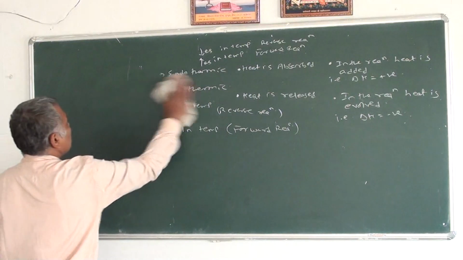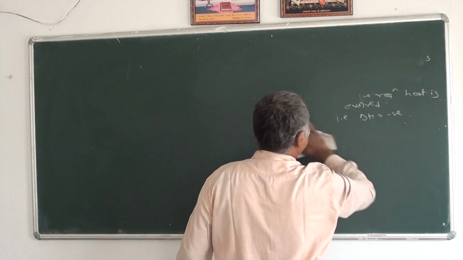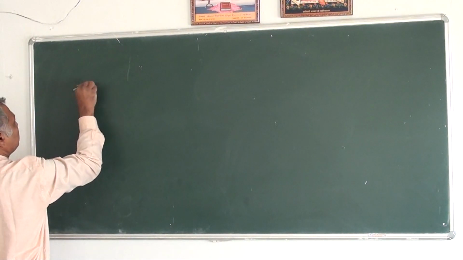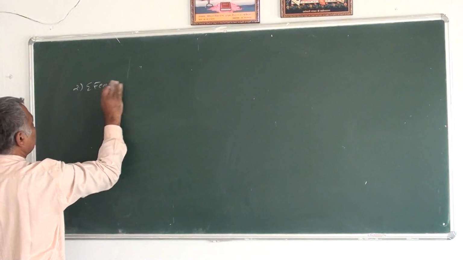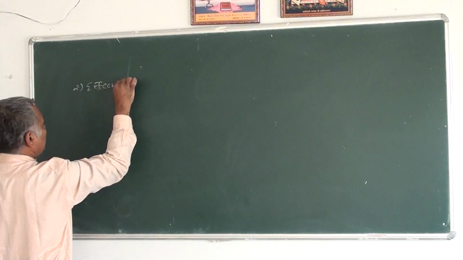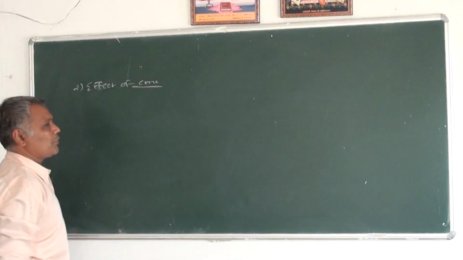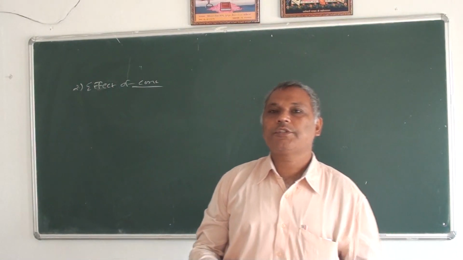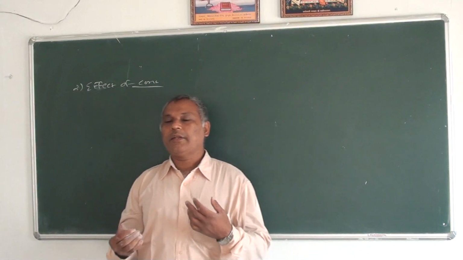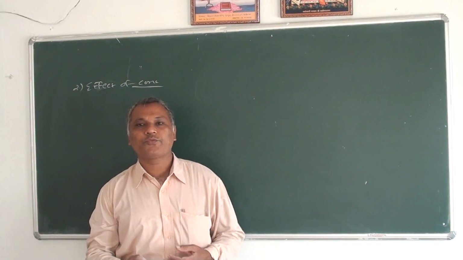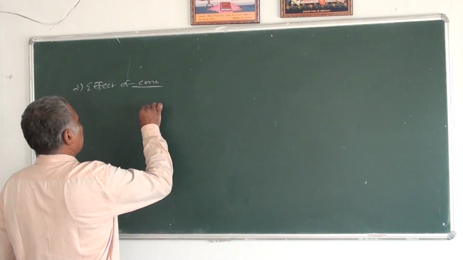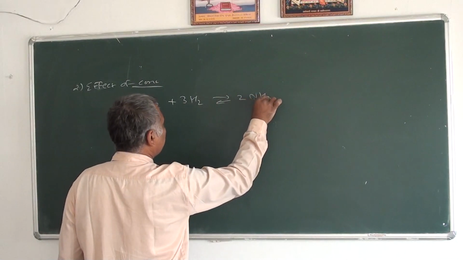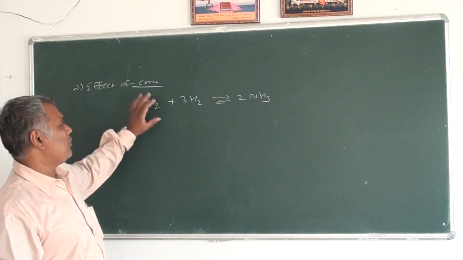Now let's go into the next one, effect of concentration. In this case, we don't have any partitions. Concentration means we can have it. We don't have it like temperature, endothermic, exothermic, we don't have any two parts for it. It's one and the same. N2 + 3H2 ⇌ 2NH3. Right? I will write up this reaction.